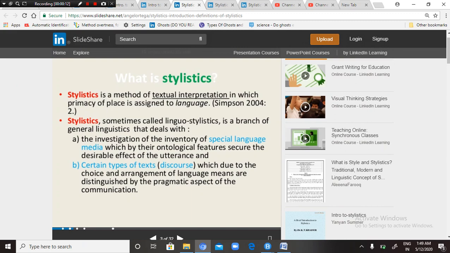Stylistics is a method of textual interpretation in which primacy of place is assigned to the language. Stylistics, sometimes called linguistic stylistics, is a branch of applied linguistics that deals with the investigation of the inventory of special language media, which by their ontological features secure the description of the effect of certain types of text and discourse, due to the choice and arrangement of language means, and the distinction of the problematic aspects of communication.